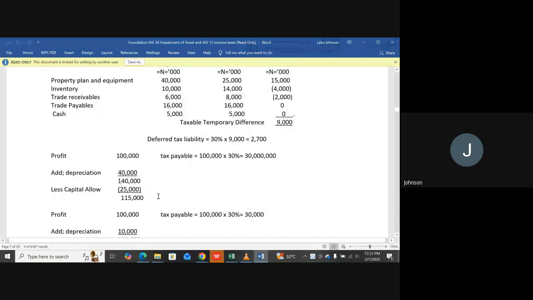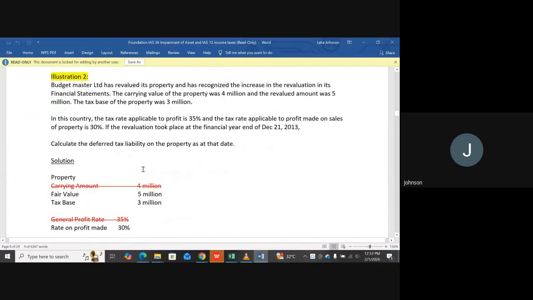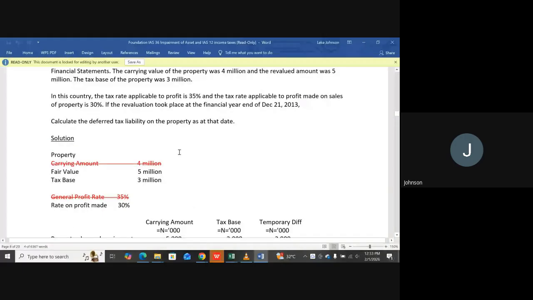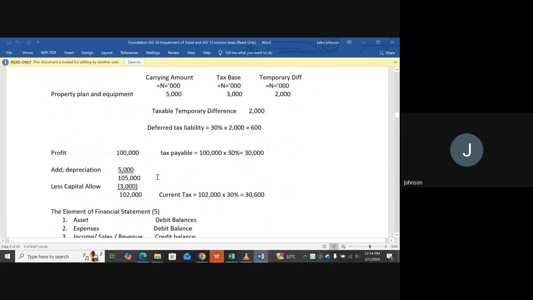There's a question here that we also went further to look at, illustration 2, where I told you categorically that normally we compare the carrying amount with the tax base. However, we now discover that when there is a fair value amount, you should forget the carrying amount and just take the fair value amount and compare it with the tax base.